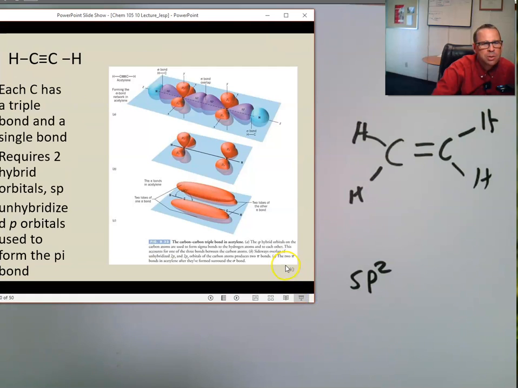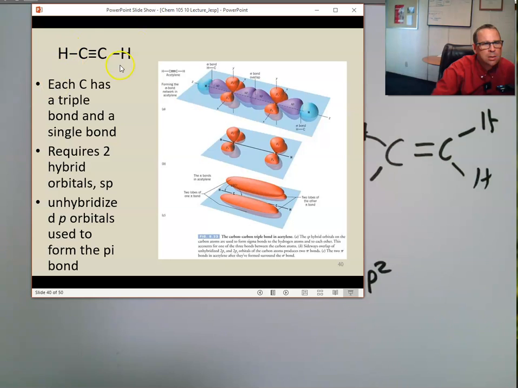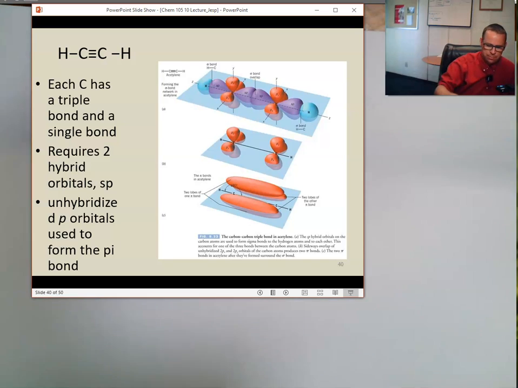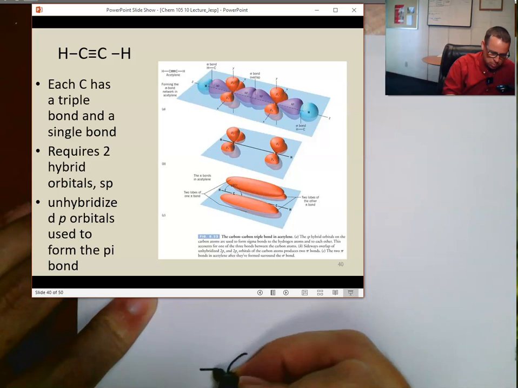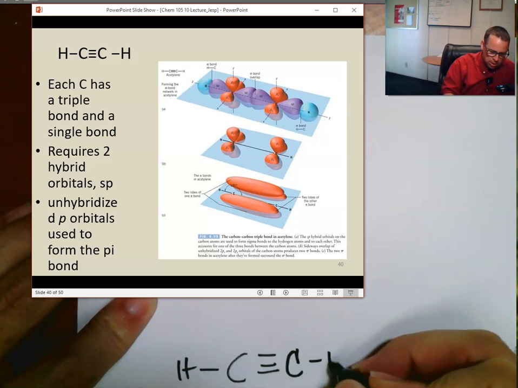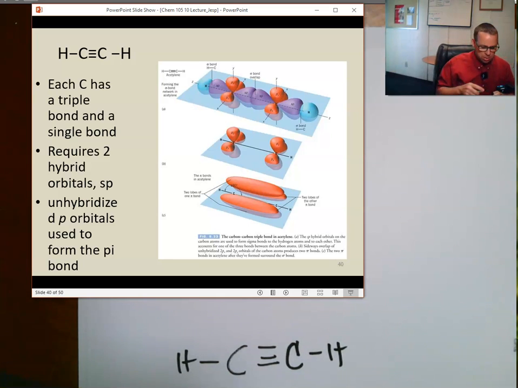Okay, so let's see. Here we have a compound. See this compound, Landon? C2H2. We'll draw it here, just like it's drawn up at the top there. And we have a triple bond occurring between these two carbons. What do you think? Describe what's going on for those three bonds. Why do we have three bonds, and what kind of overlap is occurring in those three bonds?